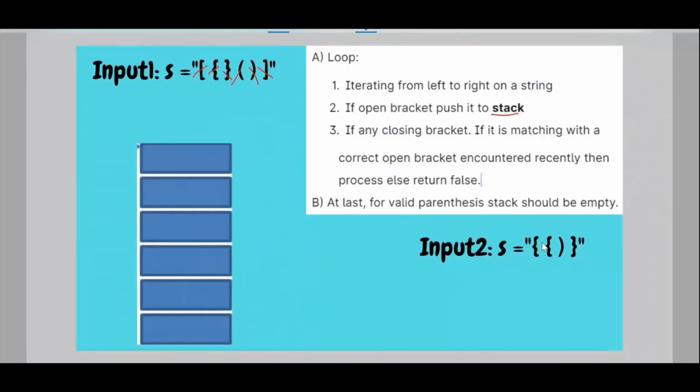Now let us run example 2. Input 2. Let me take a highlighter. So we have an open bracket. We take it, and then again we have an open bracket. Again we push it into the stack, and we have a closing bracket. So we'll check if we have a similar open bracket. We don't, it's not similar to that. So we are not going to pop out, and we'll see that it's a false condition. So we have to return false, and the answer will be false.